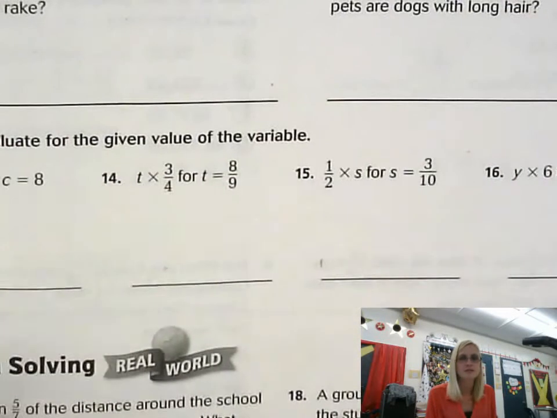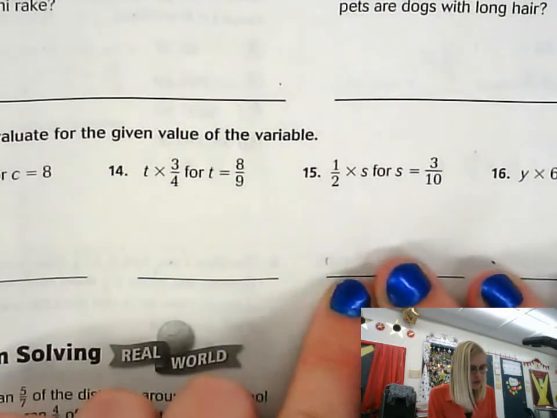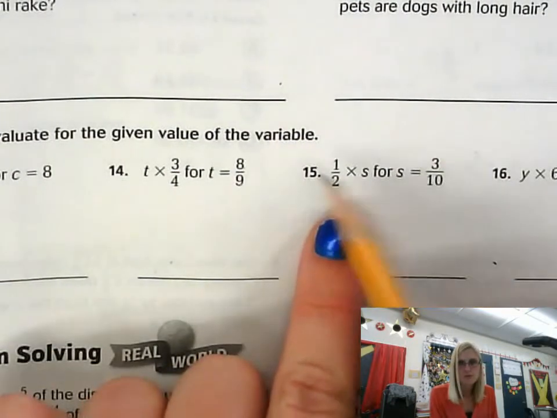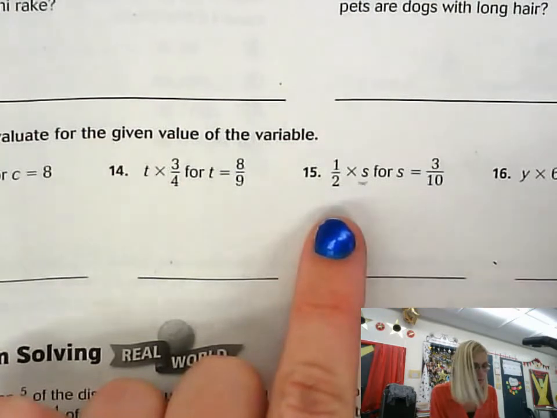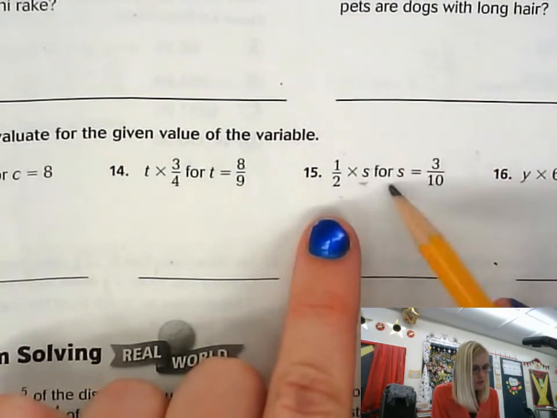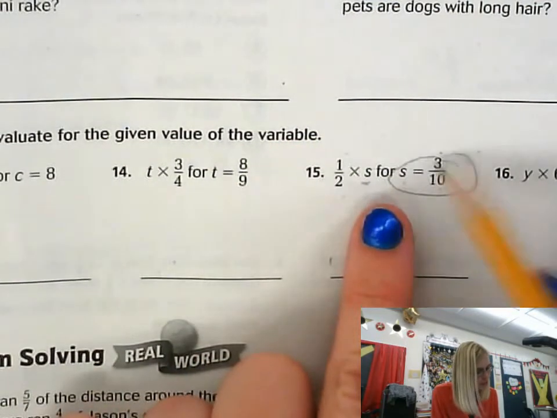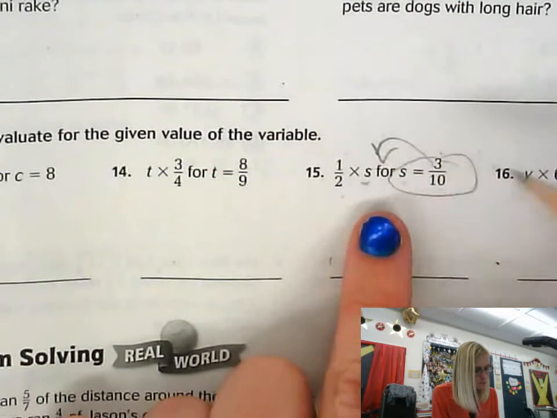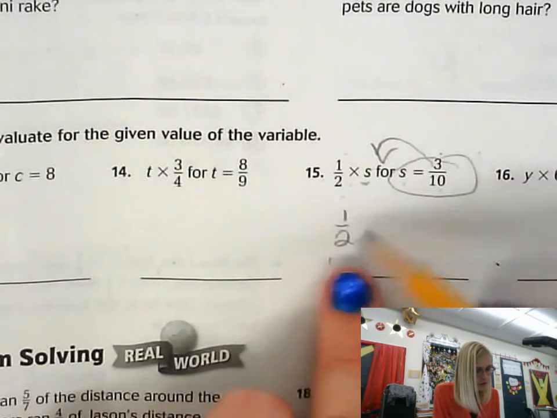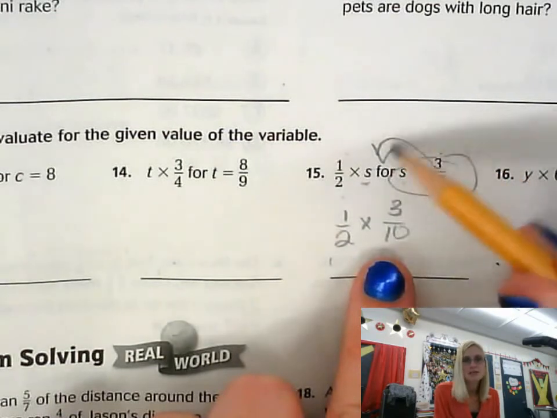Now I want to look at one more problem. I'm going to look at number 15. I know that you need to do 14 and 16, so I'm going to look at 15. 15 is a little bit confusing for some because we have a variable in there, but it's actually pretty easy. So it says 1/2 times S for S equals 3/10. Well, all it's telling you to do, if S equals 3/10, I'm actually going to do 1/2 times 3/10. I'm just plugging in 3/10 for S.